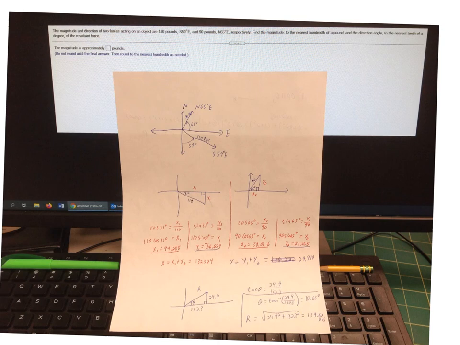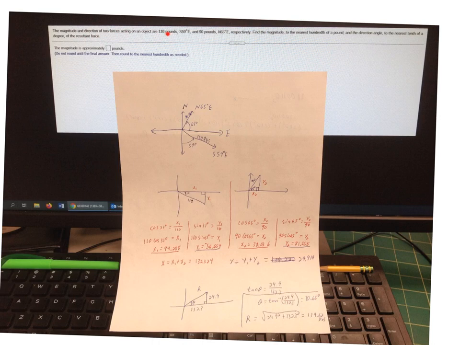Oh, I saw your question on your discussion board. This is probably more appropriate for the next discussion board since this comes from 4.3, and that's next week's topic. But you want to find the magnitude and the direction of two forces, and so that's what I end up with here: the magnitude and direction at the end.